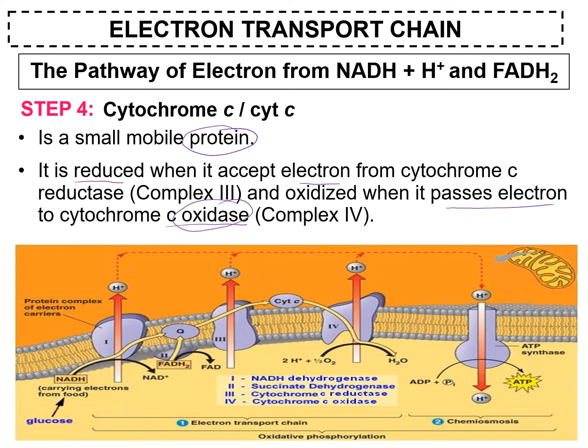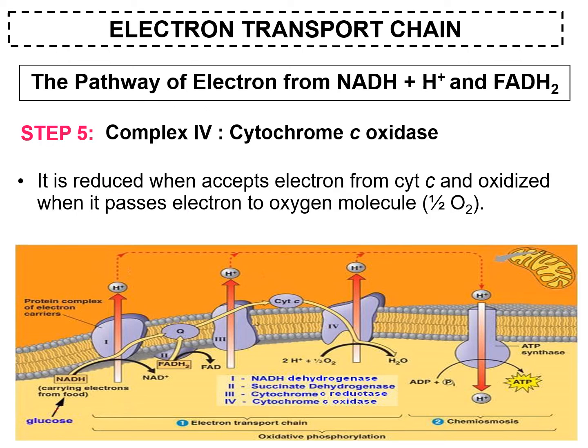Hence the name oxidase, because when complex 4 receives the electron from cytochrome C, automatically it will oxidize the cytochrome C. So that is why its name is cytochrome C oxidase, because its function is to receive the electron, meaning that it is oxidizing the cytochrome C. Complex 4 will be reduced when it accepts electron from the cytochrome C, and it will be oxidized when it passes electron to oxygen molecule, which is the final electron acceptor.